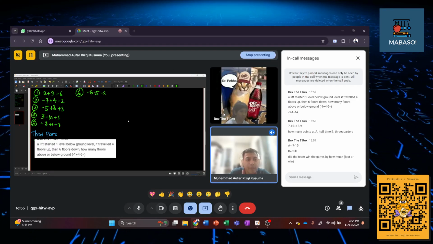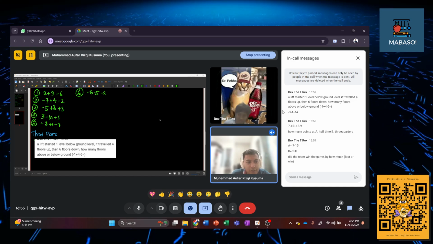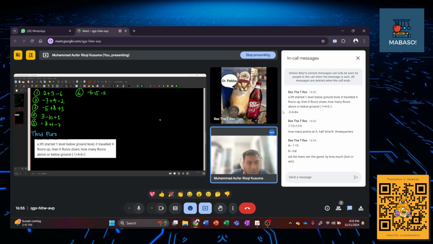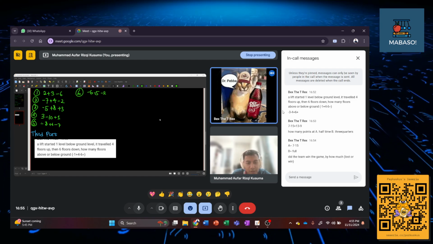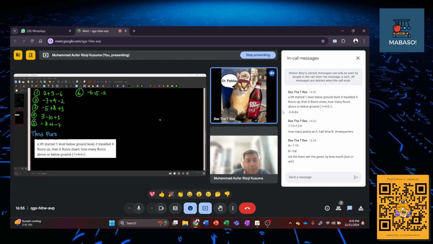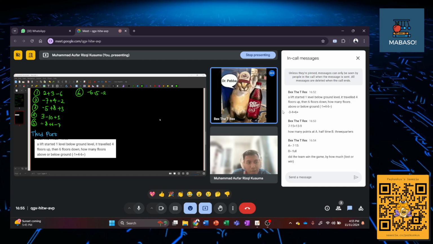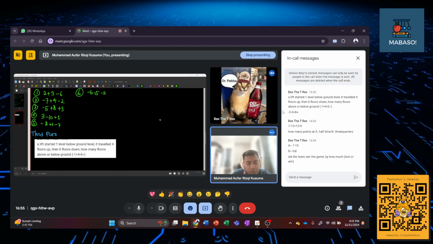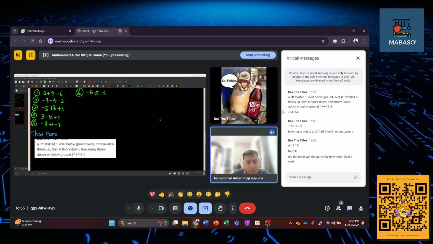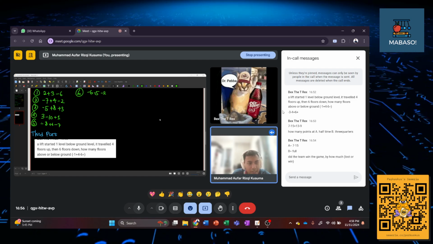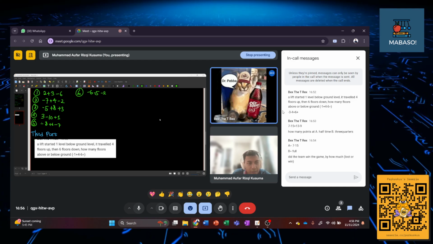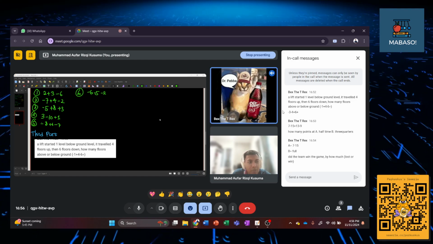A lift started one level below ground level. Yeah, so it started from one. Oh, below. I'm sorry, -1. And then it traveled 4 floors up, so +4. And then you go 6 floors down, which means that you are subtracting the floor level with -6.